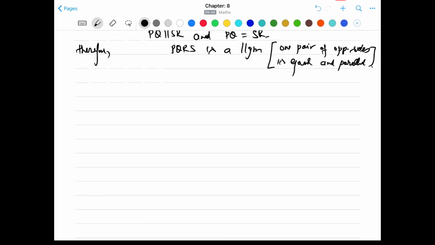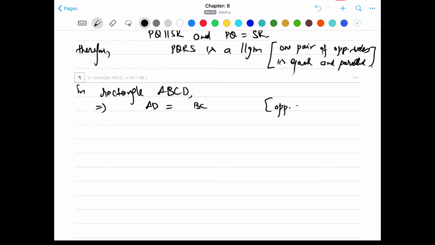In rectangle ABCD, which is given to us, the opposite sides of the rectangle are equal. That means AD will be equal to BC, and why, because they are the opposite sides of a rectangle. Opposite sides of a rectangle are equal.